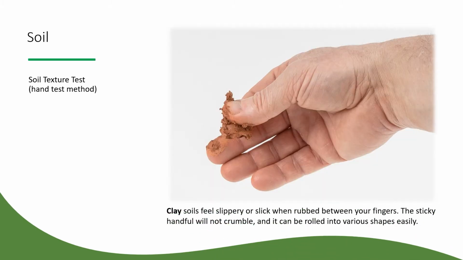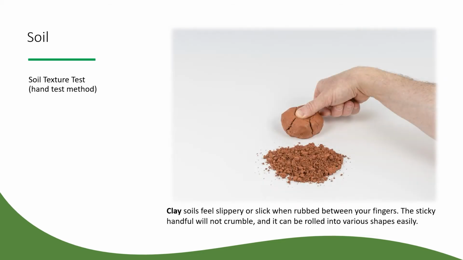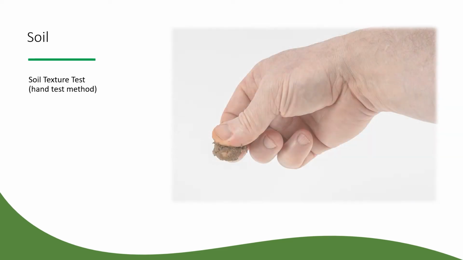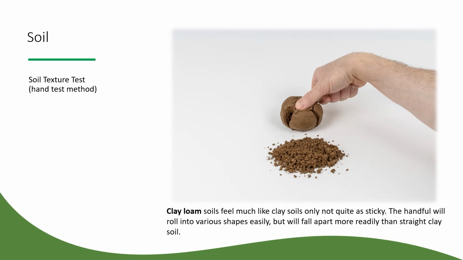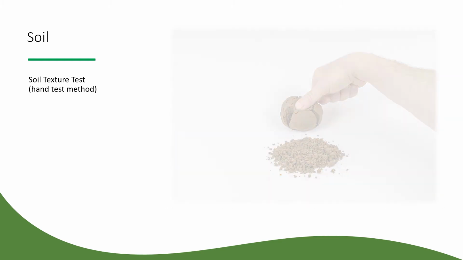Clay soils will feel slippery or slick when rubbed between your fingers. The sticky handful will not crumble, and it can be rolled into various shapes easily. Clay loam soils feel much like clay soils, only not quite as sticky. The handful will roll into various shapes easily, but will fall apart more readily than a straight clay soil.